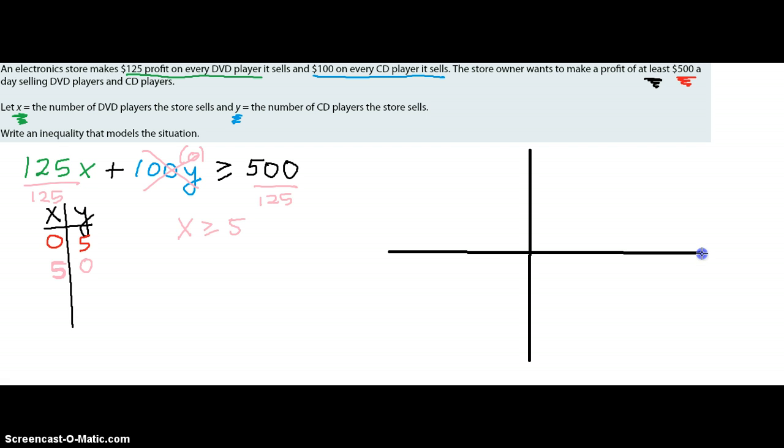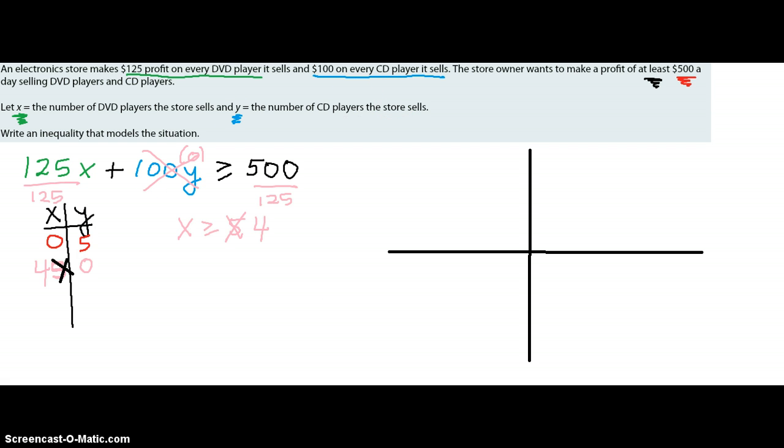Oh no, I made a mistake. 500 divided by 125 is 4. So let's go ahead and make that a 4. I apologize there. I should have used a calculator. So that's a 4. See, we can make mistakes in math. It's alright. We can still recover.